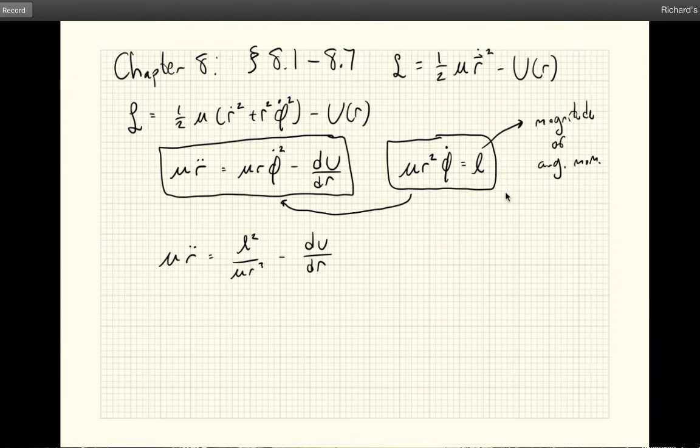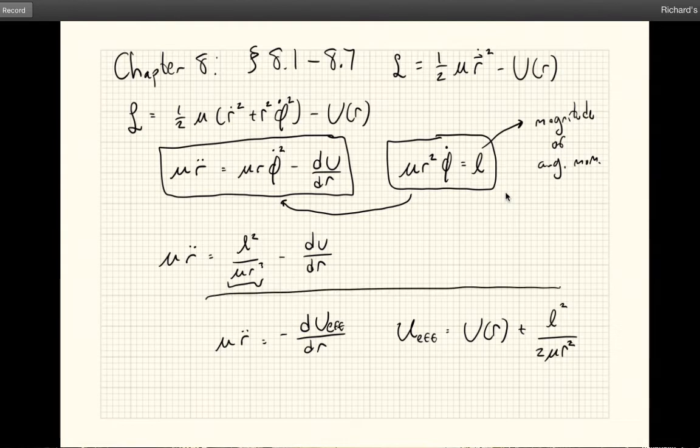Then we decided to take this centripetal term and put it in as an effective potential. That was the next thing that we did. The net result was mu r double dot is equal to minus dU effective over dr, where the effective potential energy is U effective equal to U of r, our central force potential, plus this effective term associated with the centripetal motion, L squared over 2 mu r squared. And this is what makes orbits stable. So that's where we were.